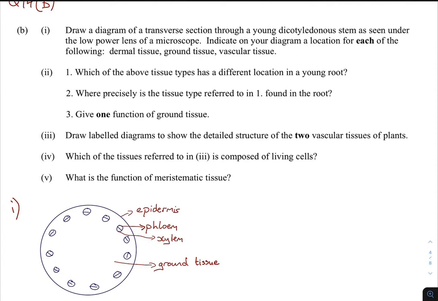The epidermis is dermal tissue, so I would just refer to that as dermal tissue, really. And I would also refer to the xylem and phloem as vascular tissue, just to be sure.